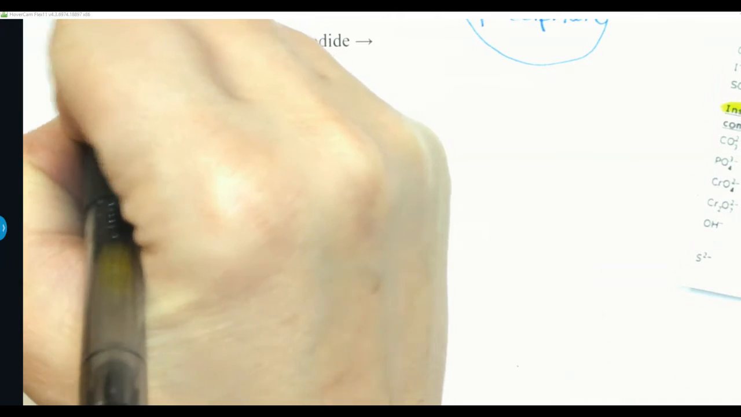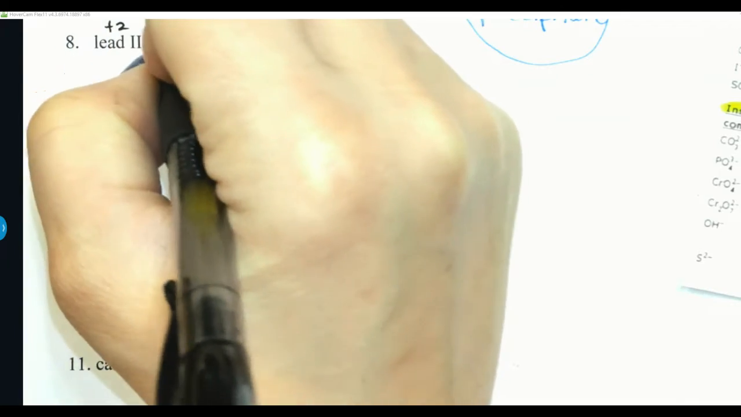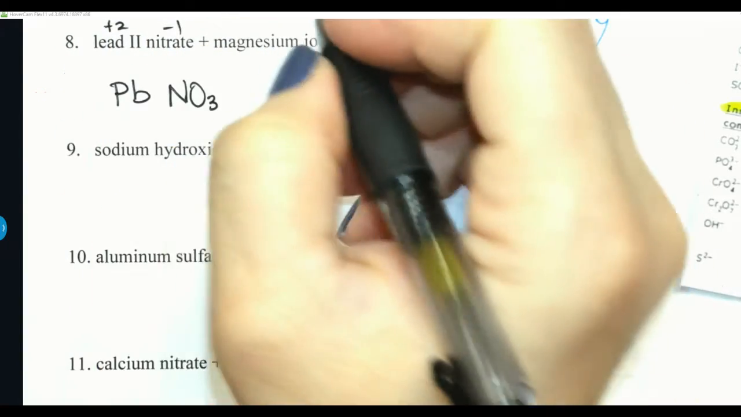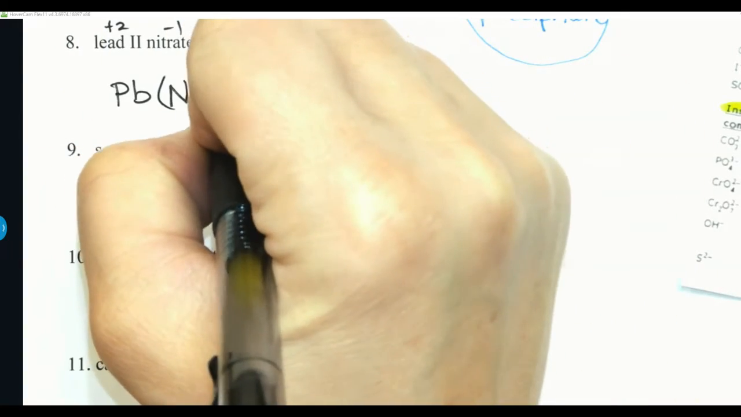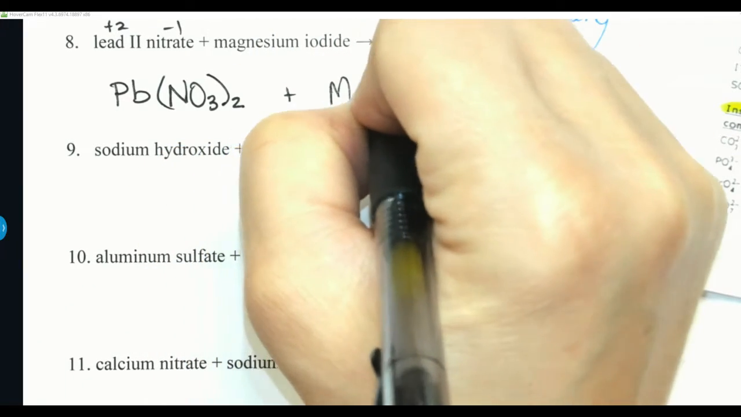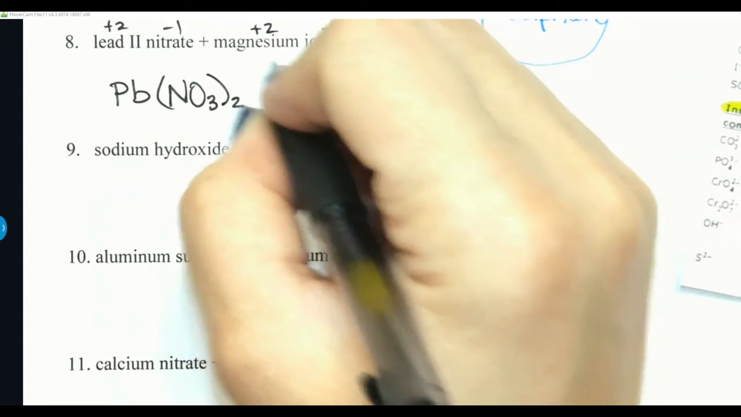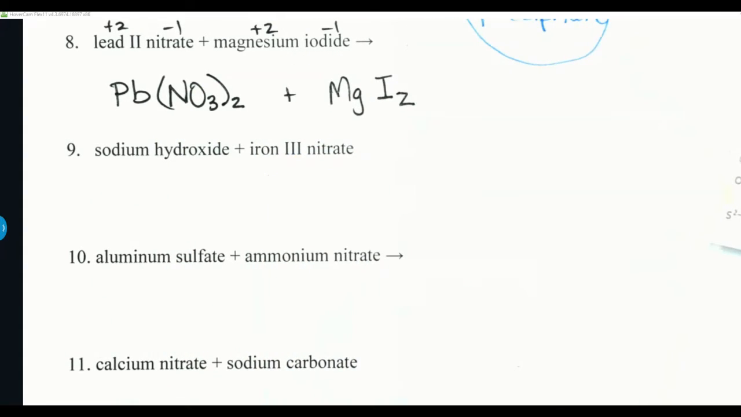Lead 2 nitrate is going to be Pb for lead, and nitrate is NO3. We have plus 2, minus 1. So when you crisscross, that's going to make this parentheses 2. Plus magnesium and iodide, plus 2, minus 1, crisscross puts a 2 here.